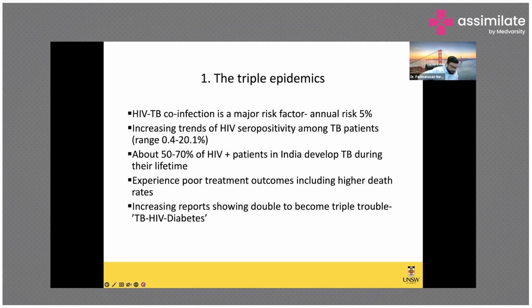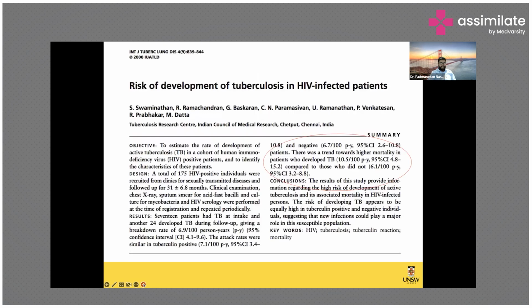When I was starting in TB research and treatment as a clinician, HIV was a major problem, and we used to call it double trouble. But now we have a triple trouble. We all know that TB and HIV are comorbid factors, they accelerate each other. But we also have another problem now, which is diabetes, and diabetes is increasing day by day in India.